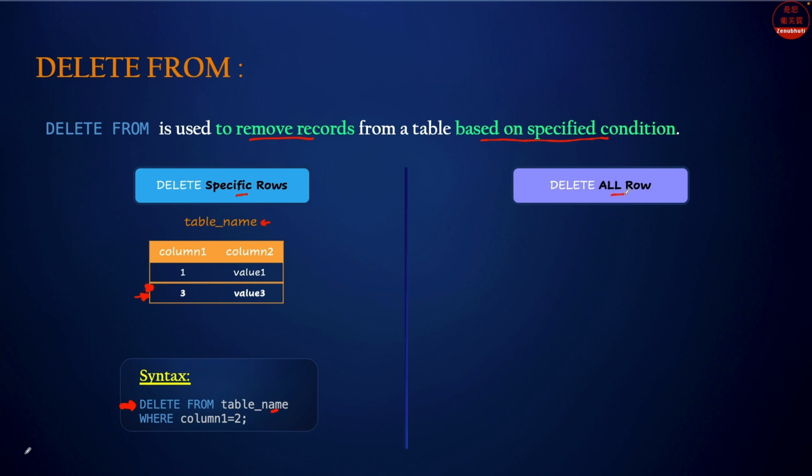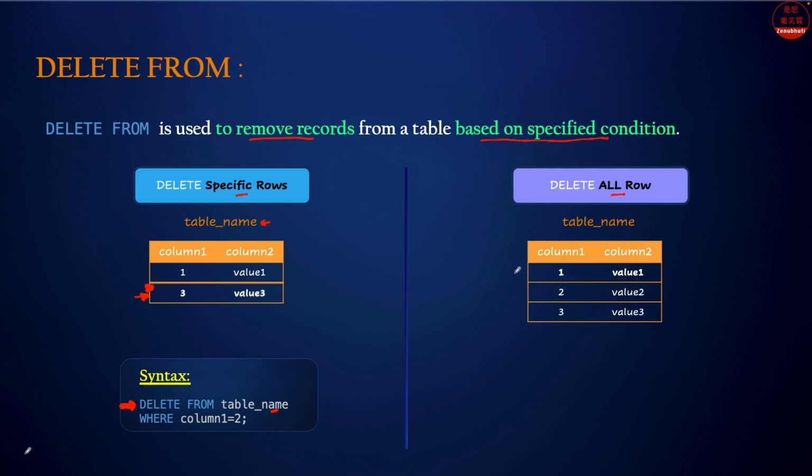Delete all rows or all records. Let's see how to do that. We have again the same table. What is the syntax? DELETE FROM, and then you write the table name, and then it will delete all these 3 rows. It will be similar to the TRUNCATE TABLE command.